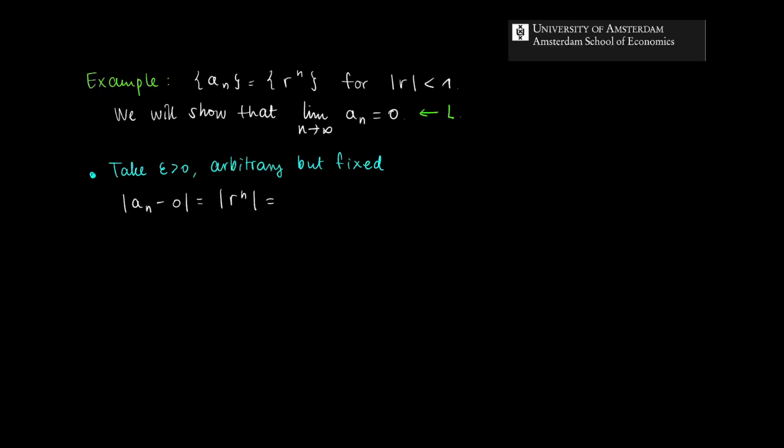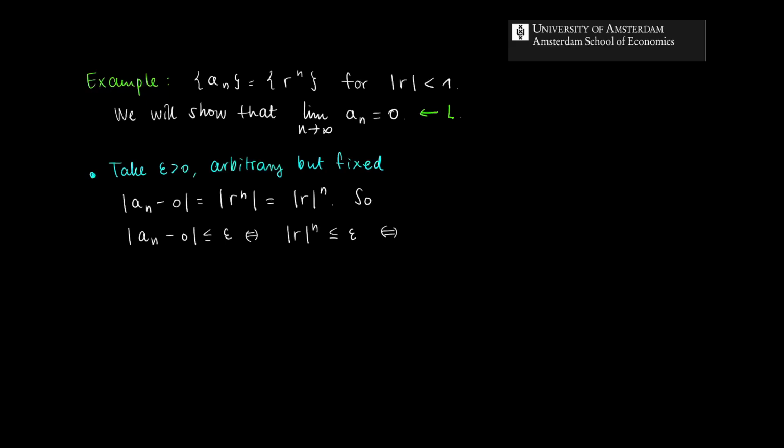So we just plug in the definition of an. The 0, of course, we can leave out. Then we see that this is no more than the absolute value of r to the power n. Okay, so we continue. So in particular, an minus 0 is smaller equal than epsilon. That means that the absolute value of r to the power n should be smaller equal than epsilon.